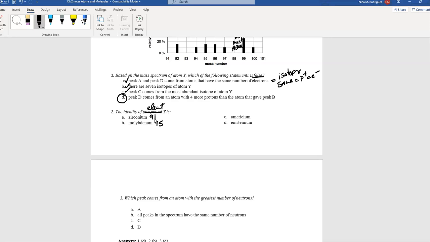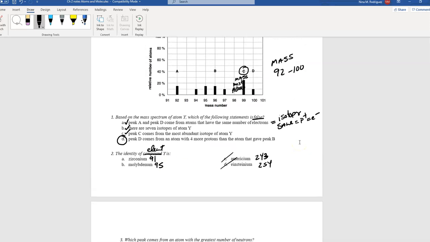Americium down at the bottom has a mass of 243. So definitely not that one. And we have Einsteinium. Where's Einsteinium? Around 254. So definitely not even close to these two. So if you look right here, zirconium cannot even be a consideration because you got zirconium somewhere over here. And we're looking at something with a mass between 92 to 100. So B, molybdenum, is definitely a consideration. Okay, and we knew that our mass should be very close to 99.